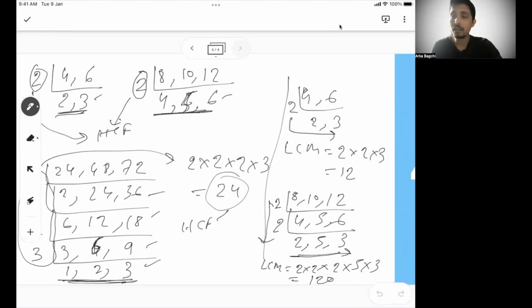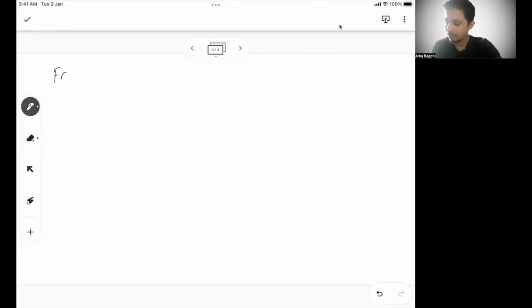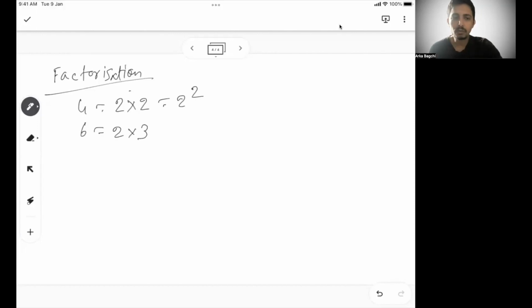Now, there is also another way of doing HCF and LCM, that's called the factorization way. For 4 and 6, 4 is 2 into 2, or we can say 2 square. 6 is equal to 2 into 3. Now, by seeing this only, I can say your highest common factor between these is only this 2, because there are two 2s in 4 and there is one 2 in 6. So HCF, which is common in both cases, is only one 2. That's 2 to the power 1, or 2.